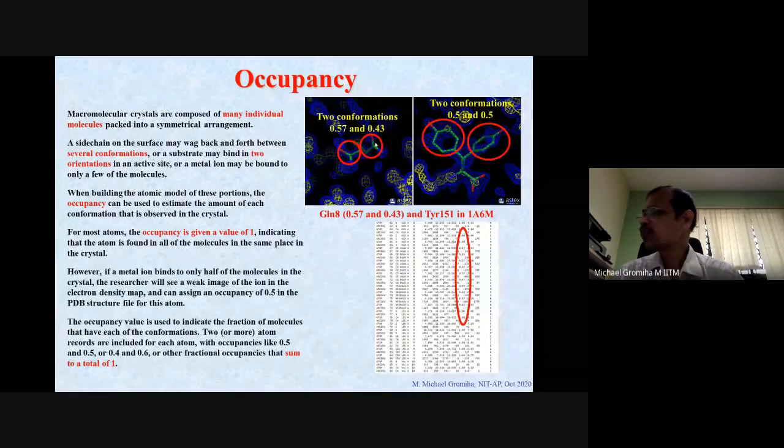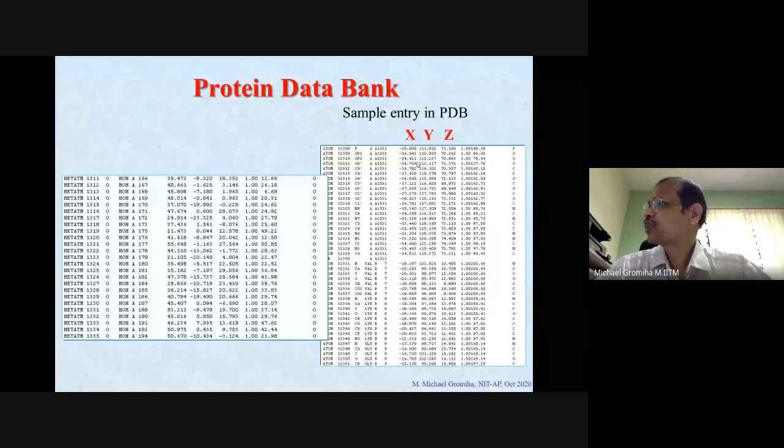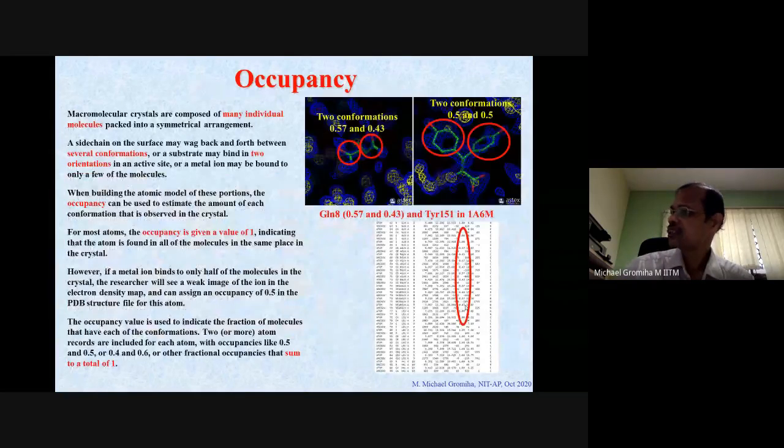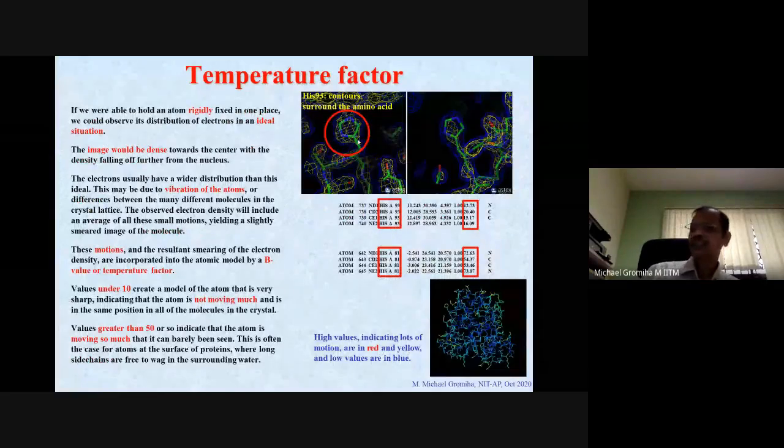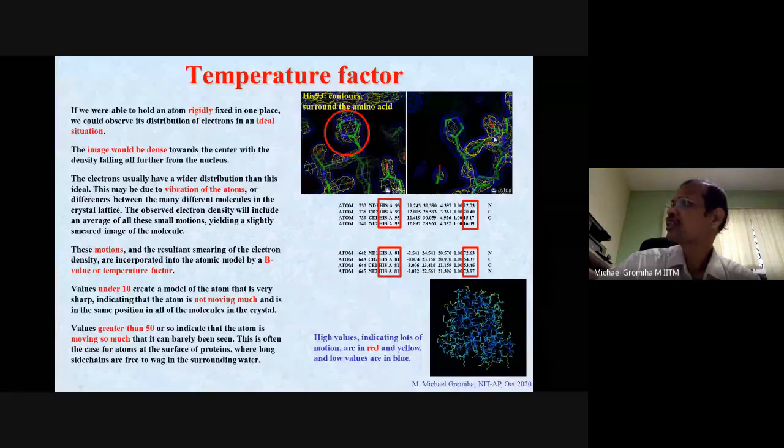So in most cases, if it is 1, that means it is only one position, which fits in the electron density map. So this is equal to 1. If it does not fit, you have two conformations, and then you can see two values for each atom. So the total will be 1. That is called occupancy. And the second aspect is called the temperature factor. The temperature factor will tell you how flexible or rigid these atoms are, or how much they vibrate, whether they are fixed within the electron density map, or could not be fixed.